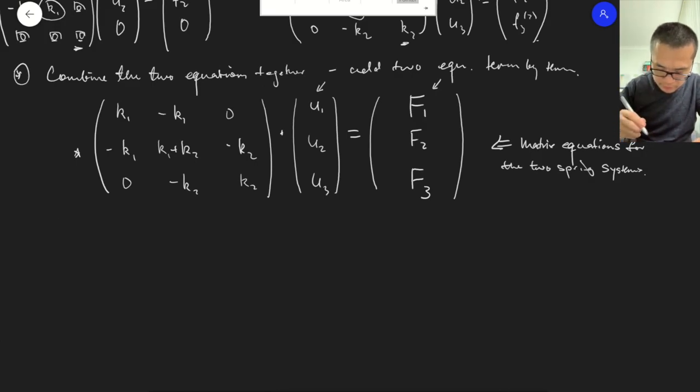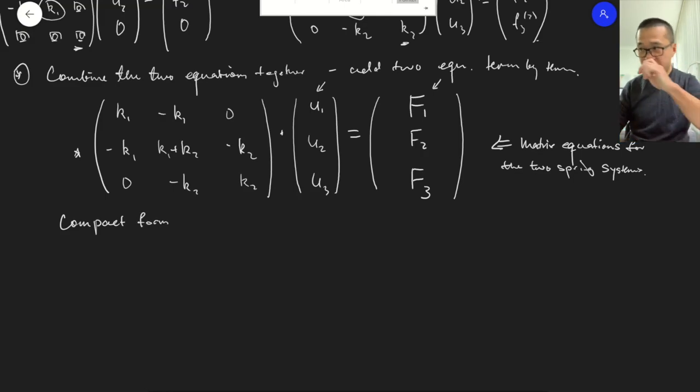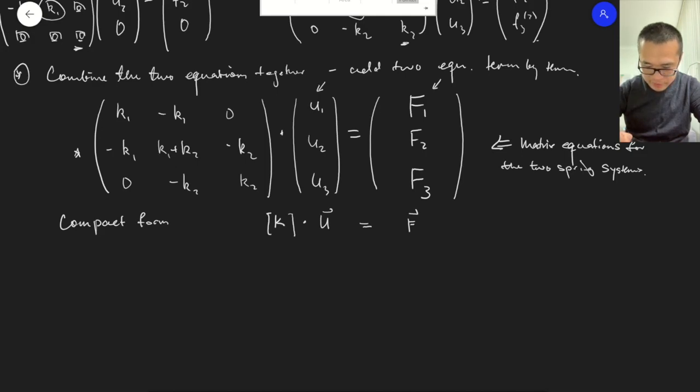let's clean it up. Compact form, we have the force vector F equals the displacement vector U times this stiffness matrix K, right?